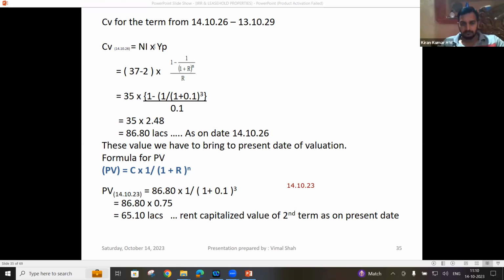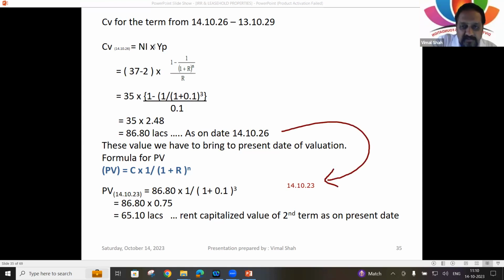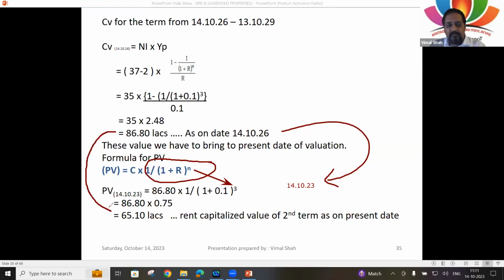So I will bring this to present value using the present value factor formula of 1/(1+R)^n. Using that, I will bring that 86 lakh rupees to today's value. Here I am taking n as 3 years because you are bringing it from 2026 to 2023, deferring for 3 years. So now this is the rent capitalized value of the second term as on the date of valuation, today's date. Clear?